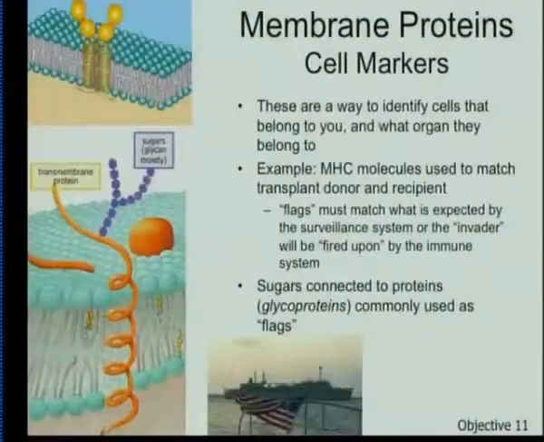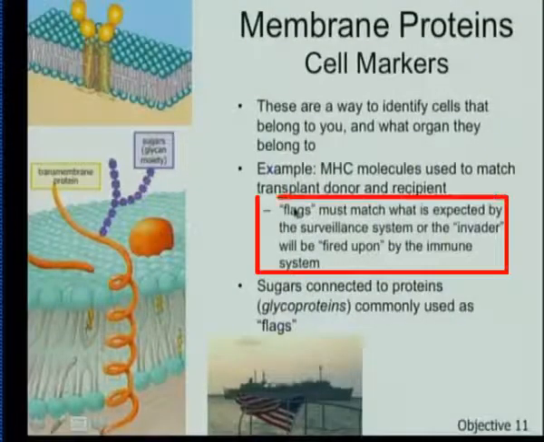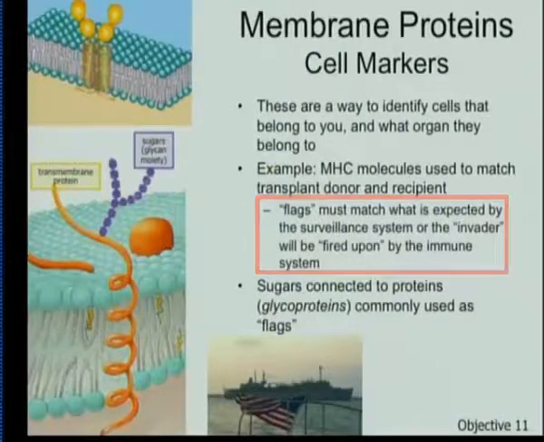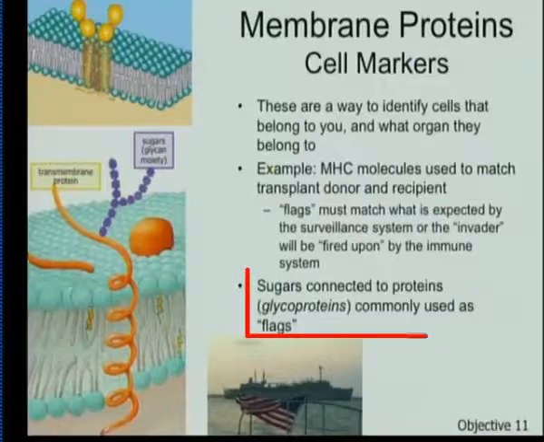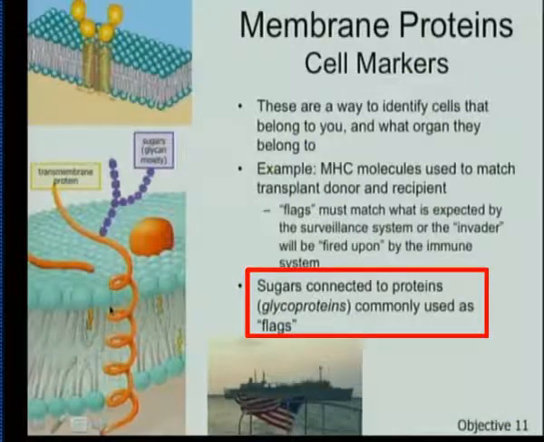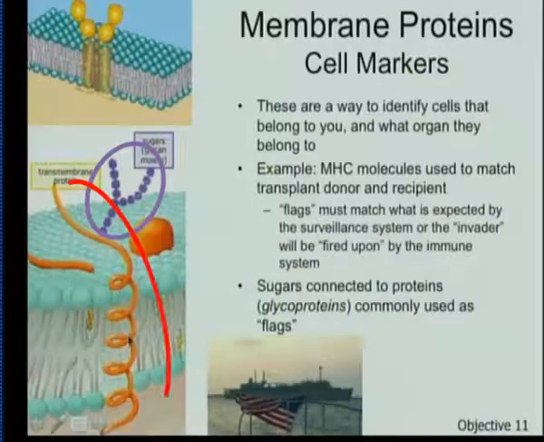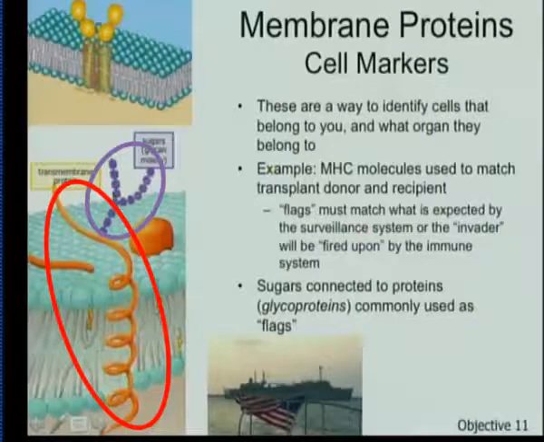And so these membrane proteins fly like flags that say, hey, this is me, okay, versus some sort of invader that is going to look different than that. And so hopefully that invader is disposed of before it has the opportunity to cause disease. Many of these molecules are referred to as glycoproteins, because we have a carbohydrate chain attached to a protein. So that's where that compound word comes from: glyco referring to the carbohydrate, and the protein referring to the membrane protein that we've been discussing.